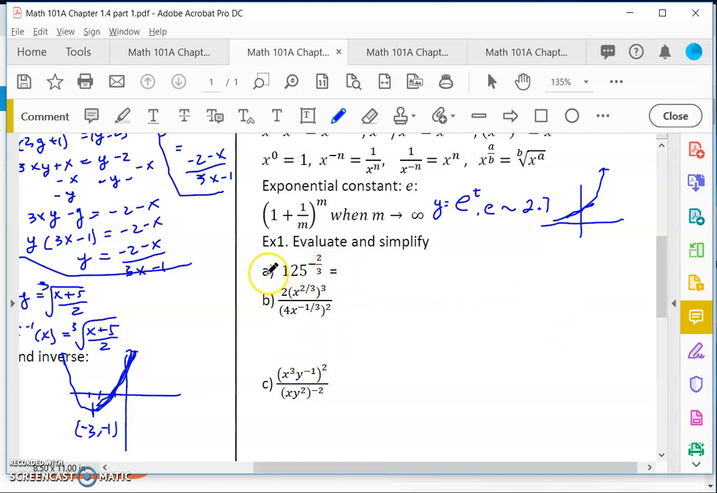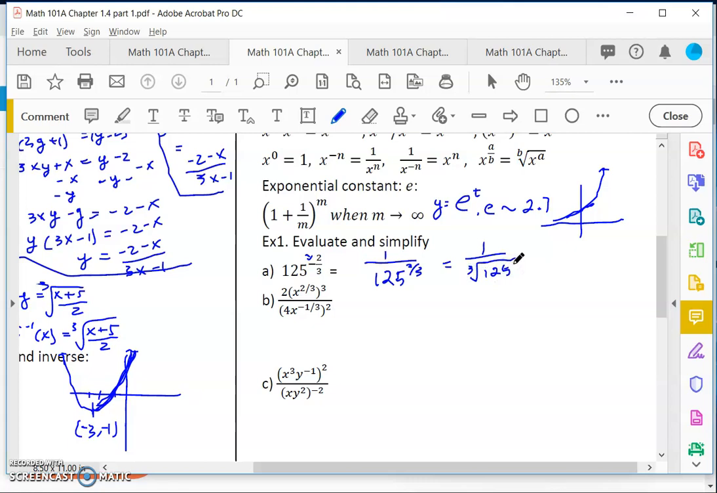Okay, so let's practice some exponent laws. This calls for 125 to the power of negative 2 over 3. So let's take care of the negative first. Negative means reciprocal. 1 over 125 to the 2 over 3. And then we take care of this root. The root is the denominator of the rational exponent. So it'll be 1 over the cube root of 125.